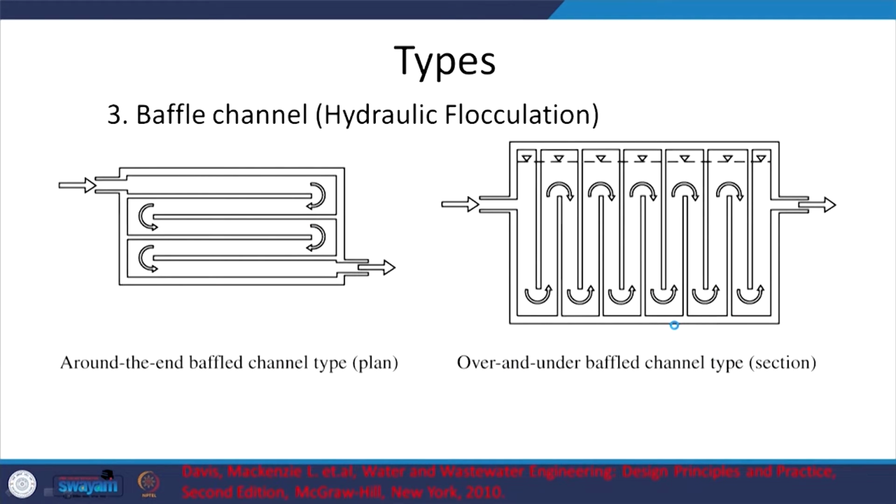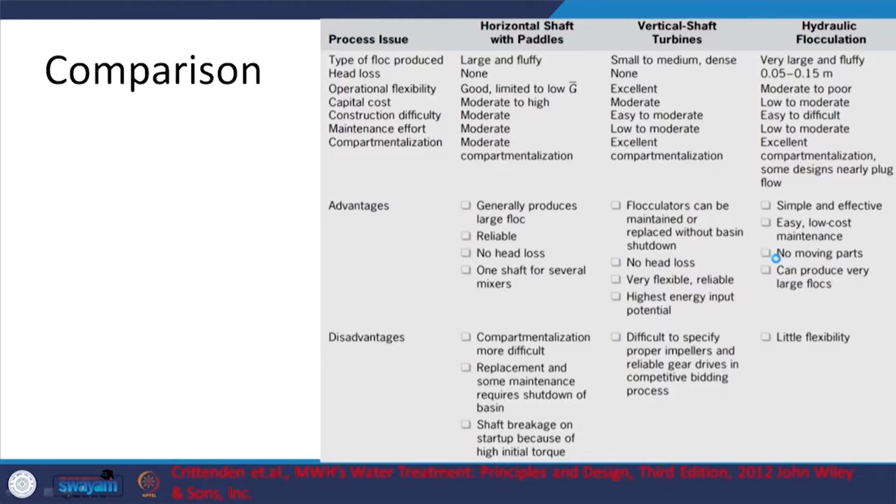Other than that, you also have baffle channel or hydraulic flocculation. So you just have baffles, water taking the flow, and then relevant mixing. Here it's also over and under: water comes in, this is the level, and due to the head it's going to go over and under. So different kinds of flocculators: horizontal shaft, vertical shaft, and hydraulic flocculation, and what are the advantages and such.